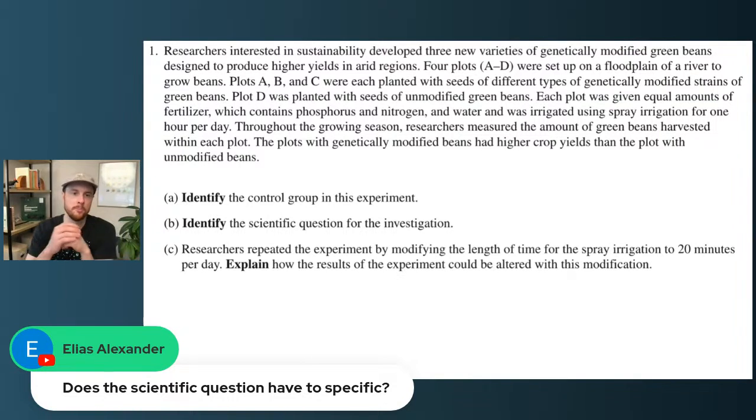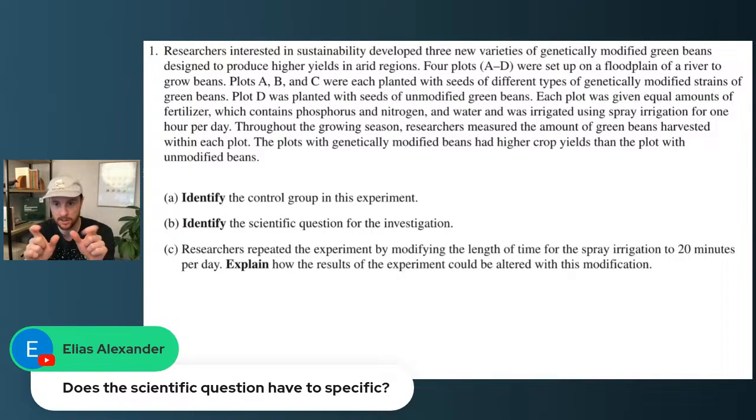Here's a good question from Elias. Does the scientific question have to be specific? Yes, it's got to be very specific. It needs to be basically, will changing the independent variable change the dependent variable? Or will increasing the independent variable increase or decrease the dependent variable? So it does need to be specific. It's not going to be general.